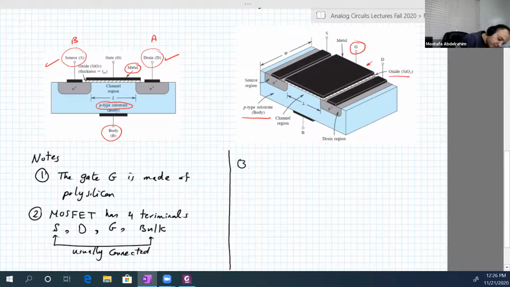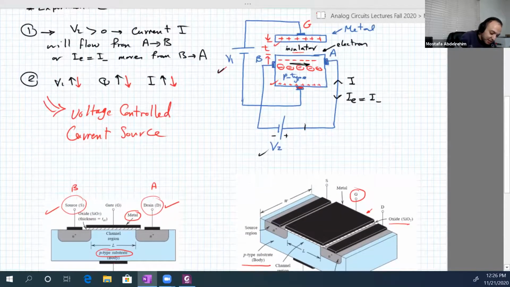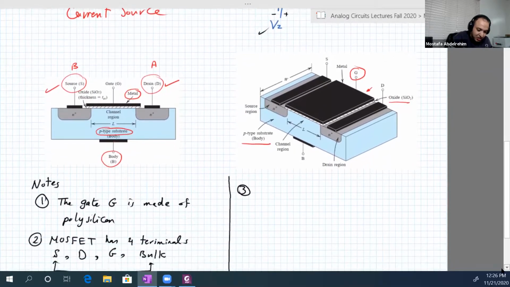Number 3, it's a symmetric structure. If you look, there is no change. If you look from the right, it's just like looking from the left. I mean, the drain can be used as a source, and the source can be used as a drain. If you connect the battery in the opposite way here, the current will flow in the other direction with exactly the same value, as long as Vg is constant or V1 is constant. So it's a symmetric structure.